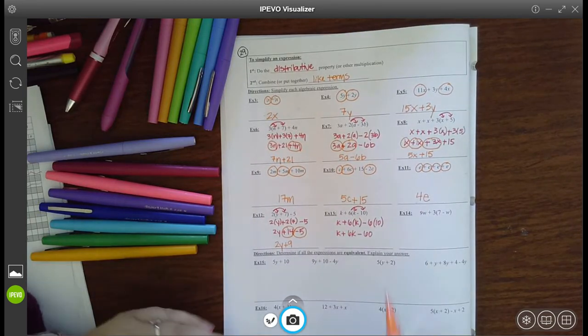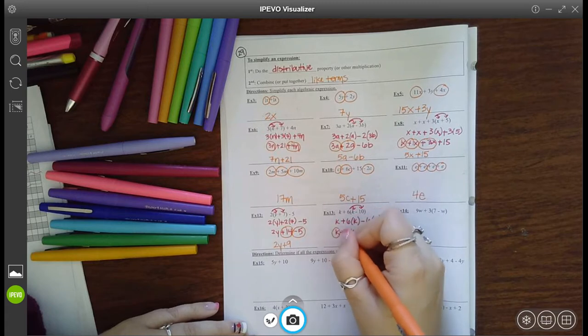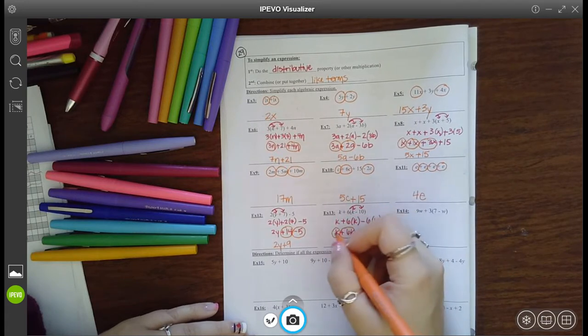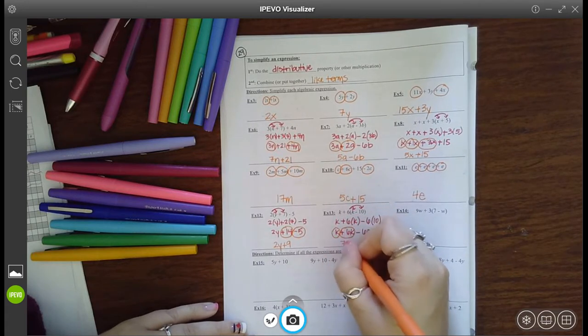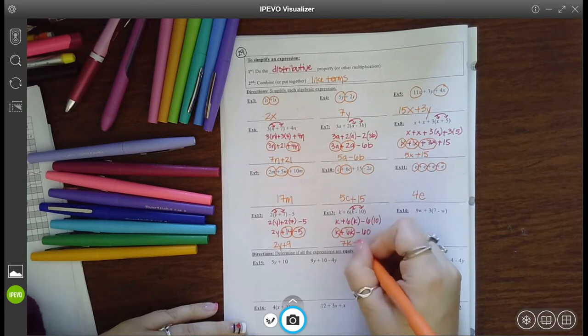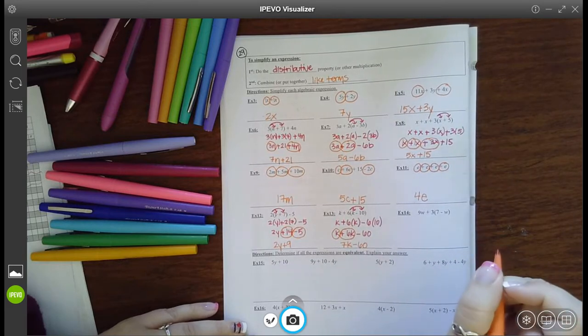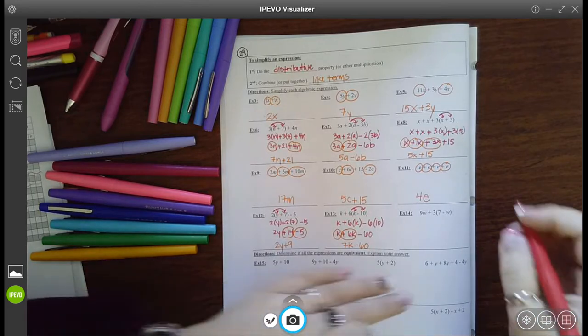Do you see any like terms? I see this k and this k. So 1 plus 6 is 7k. And then bring down that minus 60. Okay.